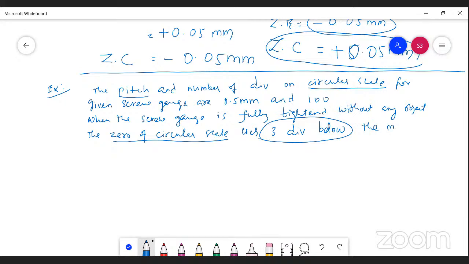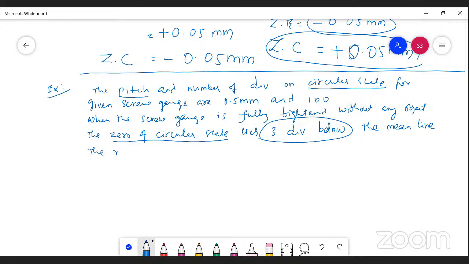Mean line. See, when the screw gauge is fully tightened without any object, the zero of the circular scale lies 3 divisions below the mean line. 3 divisions below the mean line. The error is positive. Very good.